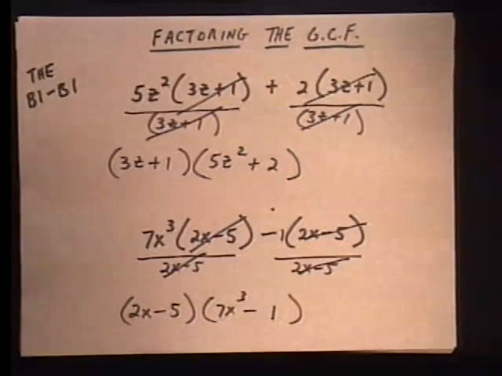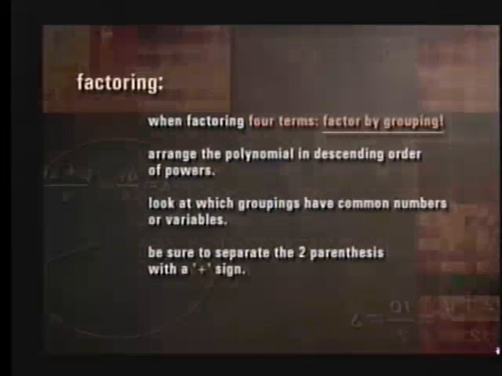All right, continuing, let's go back to the next graphic here. And the next concept we want to talk about is when factoring 4 terms. Oh, Young, they're getting larger. Yes, these polynomials will increase in size. When factoring 4 terms, we like to use the expression factor by grouping. And when we do that, we want to first arrange the polynomial in descending order of powers.